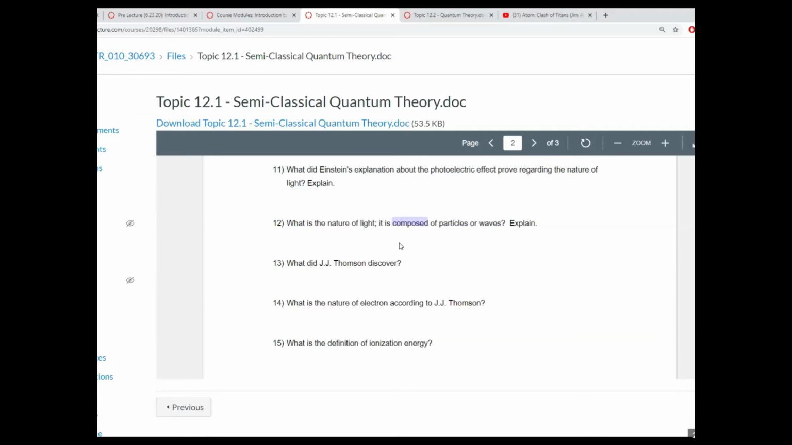If it's photoelectric effect, it's definitely a particle. If it's black body radiation, it's definitely a particle. If it's a double slit experiment, it's definitely a wave. If it's polarization, it's definitely a wave. So it's got a dual nature. That's what it means. It's got a dual nature.